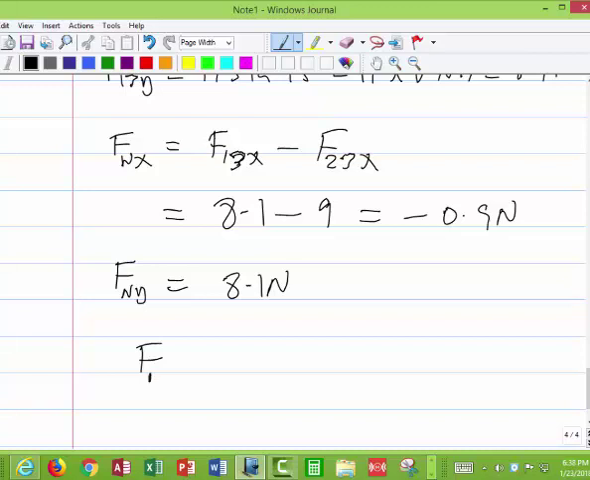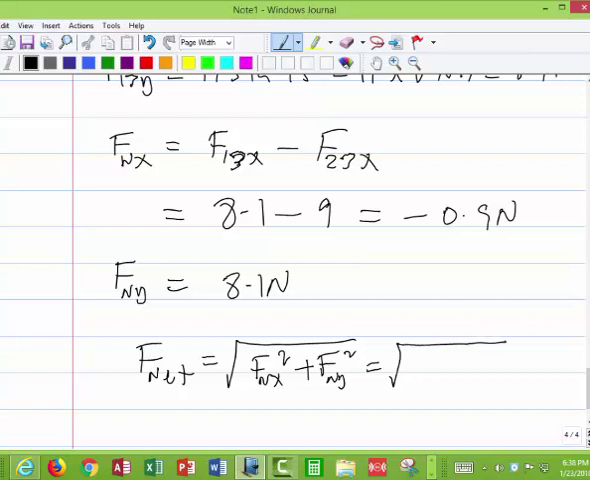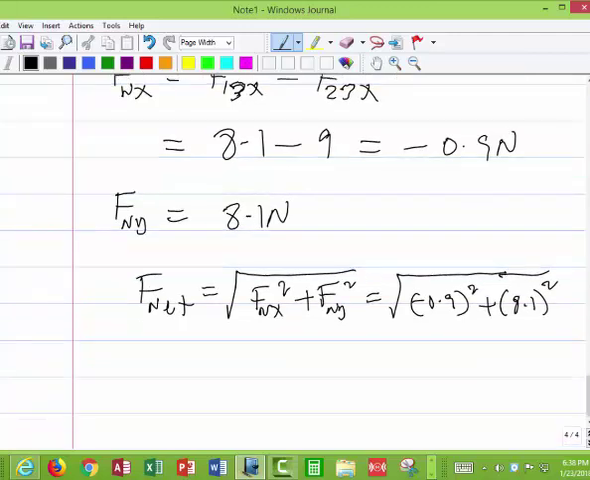So the net force is equal to the square root of the x component squared plus the y component squared, which is the square root of negative 0.9 squared plus 8.1 squared. So that gives us the net force, whatever that happens to be. What do you have for that? 8.05. Okay, so it's about 8 newtons. So 7.95 or 7.93 for net is fine, if you got that.